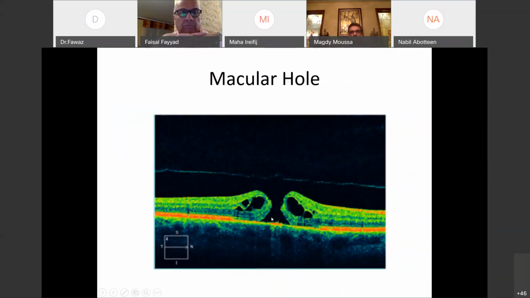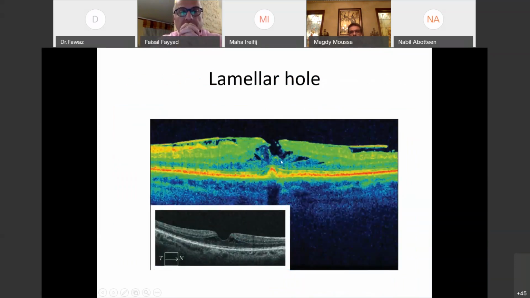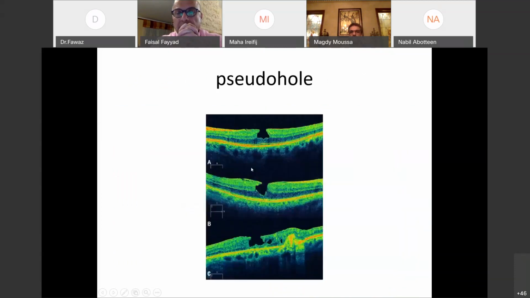This is a true full thickness macular hole, stage 4. If you look at the base, there is no photoreceptor. So this is a true macular hole. And this is again a sample of the lamellar hole. If you look at the base here or here, there is an intact photoreceptor layer, and there is a schisis between the inner and the outer layers of the retina. Example of the pseudo hole: there is an epiretinal membrane, and there is a steepening in the contour of the fovea.